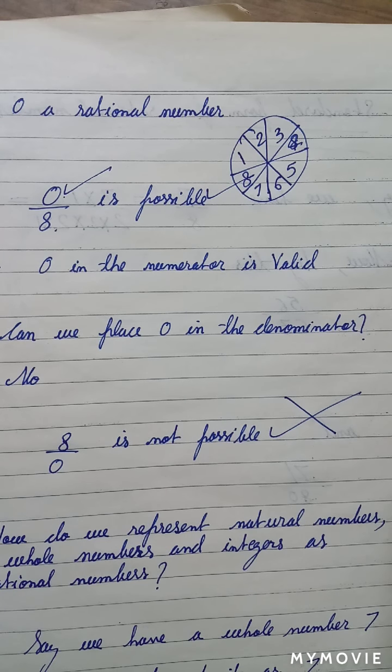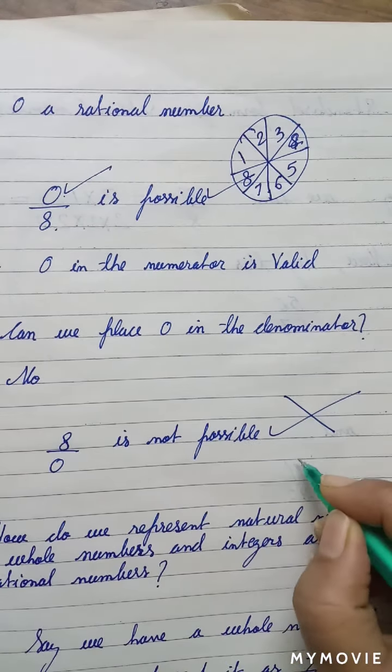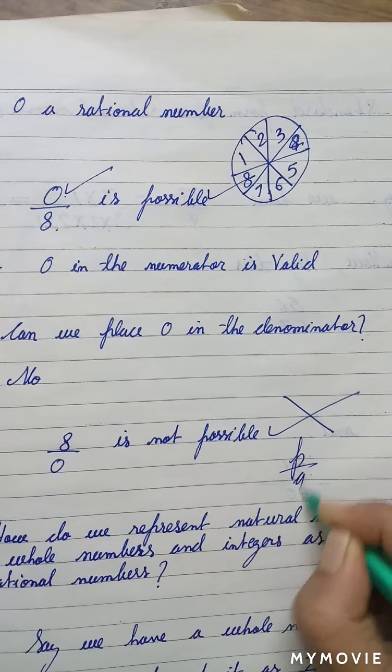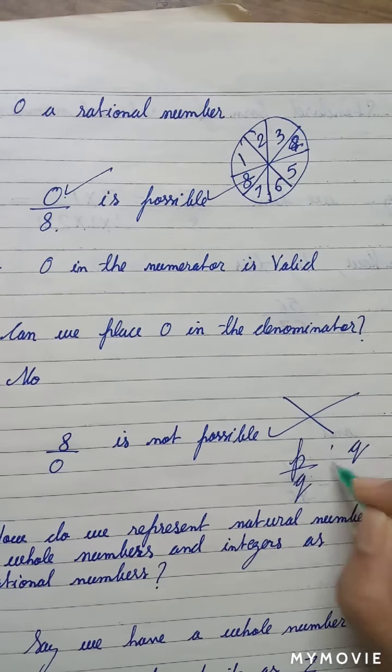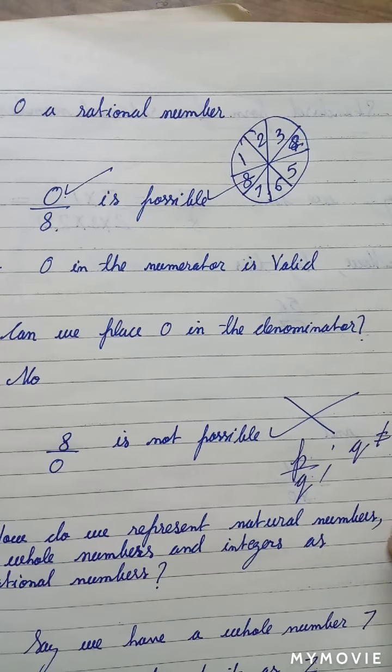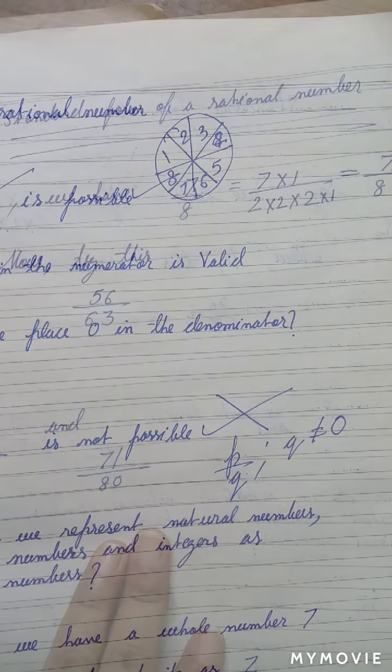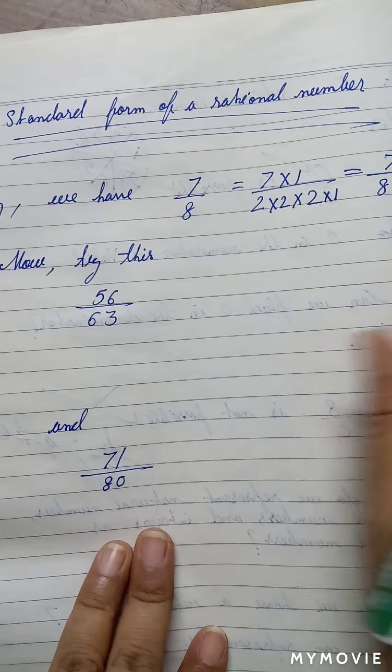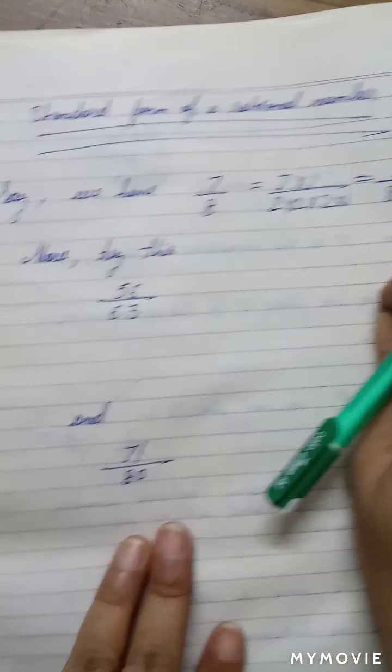And it satisfies the definition of rational numbers, that rational numbers are numbers in the form of p by q, where q is not equal to 0. Now let us understand what is the standard form of a rational number.